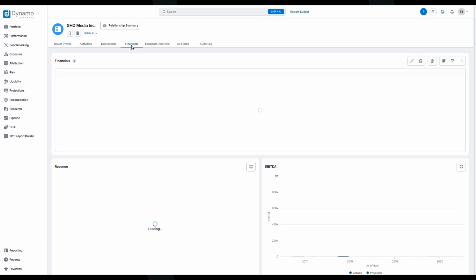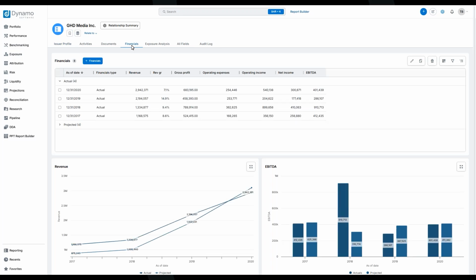One, if I go to financials, I can see how this particular issuer has performed. I can see things like revenue and EBITDA, which are fields that HoldingsInsight extracted. I have a couple custom fields that HoldingsInsight has extracted as well. I can see things like operating expenses, operating income. I can see revenue. I can see trends in the revenue. I can see EBITDA. So a lot of information at the issuer level.